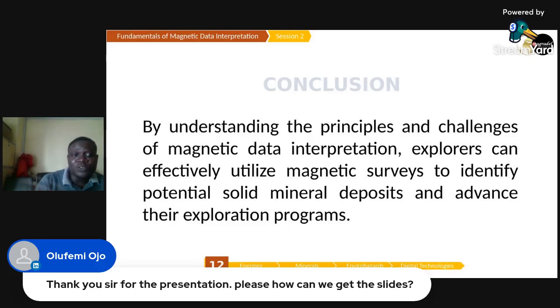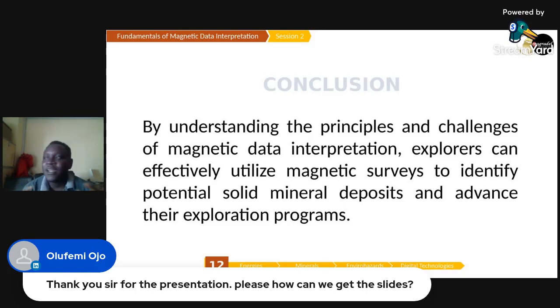So, in conclusion, by understanding the principles and challenges of magnetic data interpretation, any mineral explorationist can effectively utilize magnetic surveys to identify potential solid mineral deposits and then advance the exploration programs. Now, the basic principle of any exploration is that you want to narrow down your area of search. Let's say you are looking at a space like Nigeria as a whole, and then you acquire your geological data, your geological information, your magnetic data, your radiometric data, and everything.